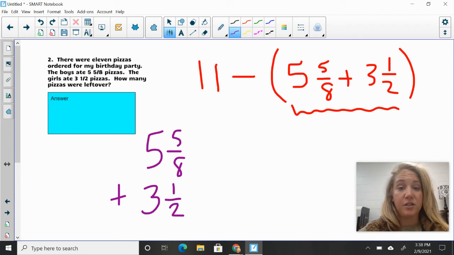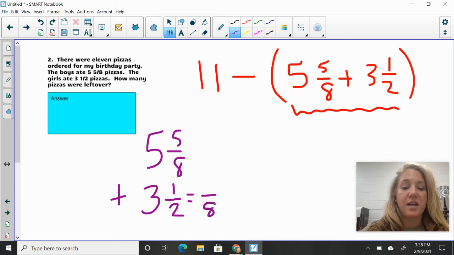I have unlike denominators, and my smallest denominator is a 2. If I count by twos, I will say 8. So 8 is a multiple of 2, and that's going to be my common denominator. So I'm going to change halves to eighths. 2 times 4 is 8, so 1 times 4 is 4.